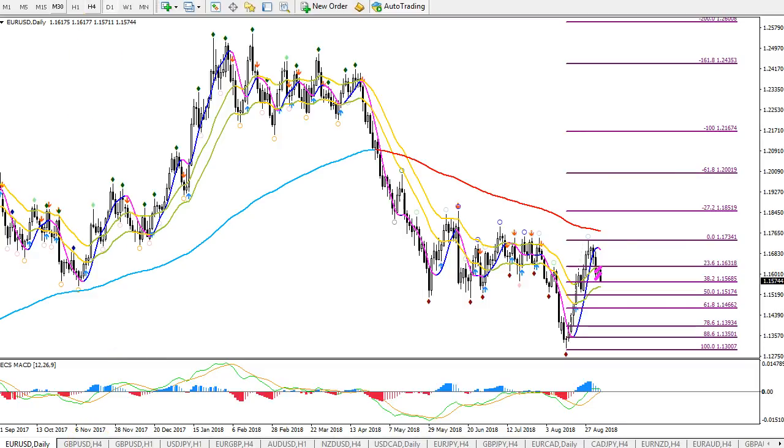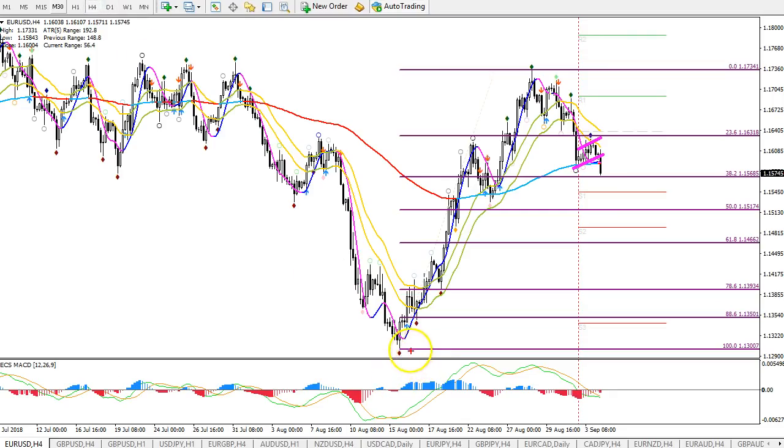All right, now what if this is not true? Well, basically, if price breaks through this bottom, then that bigger ABC is not likely, or is invalidated, sorry.